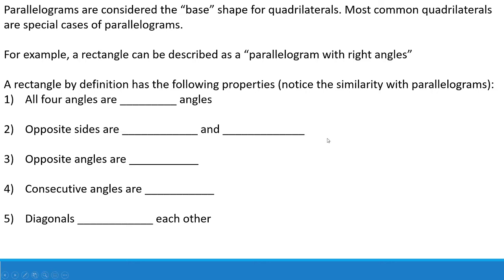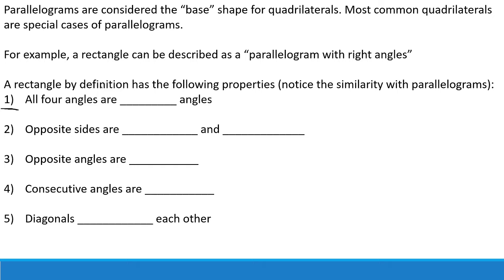A rectangle is basically a special type of parallelogram. That's what I mean when I say parallelograms are the parent shape, and then rectangles and rhombuses and squares are all different types of parallelograms that have special features. A rectangle is defined by the following properties, and you'll notice that 4 of them are the same as for a parallelogram, because as I said, a rectangle is a parallelogram. The only one that's different is the first one.